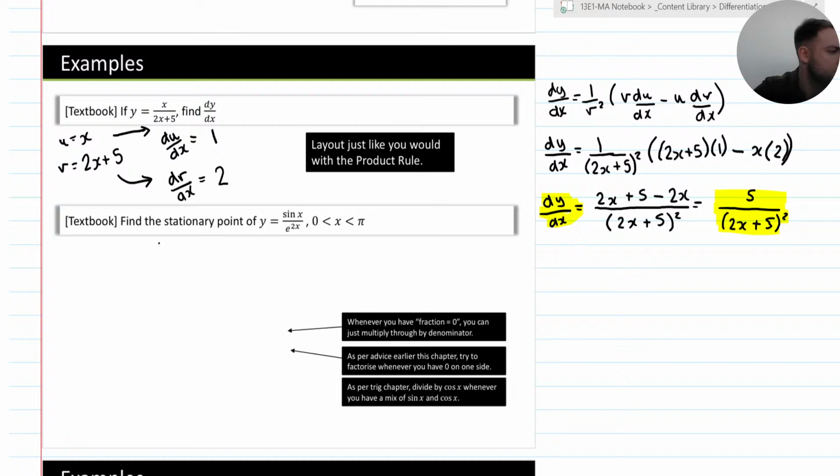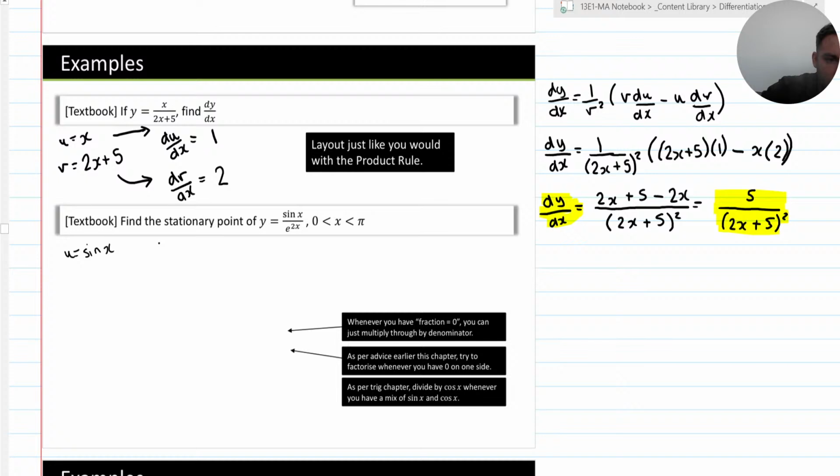So this next one here says find the stationary points. Now, straight away when I'm thinking stationary points, I'm thinking about dy by dx, because we know stationary points are when dy by dx is equal to 0. So the thing that we need to notice here is that we've got sin x over e to the 2x. So we need to use the quotient rule here.